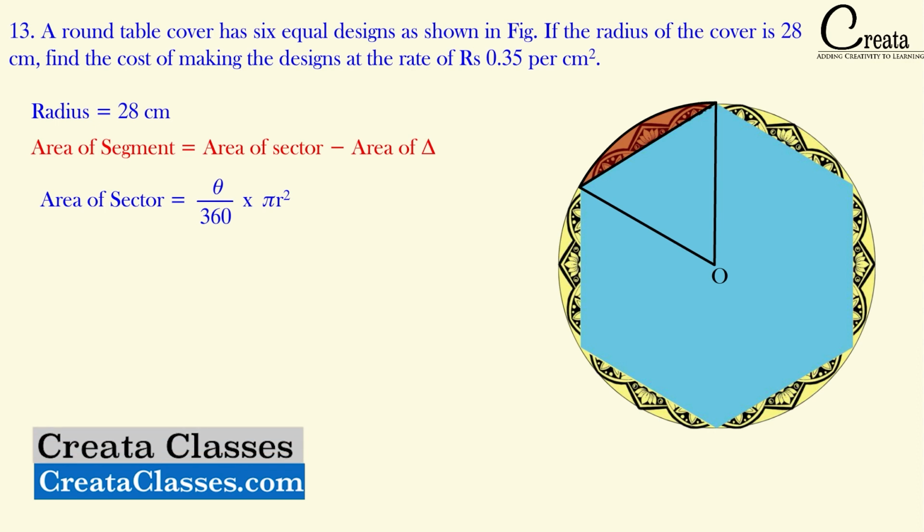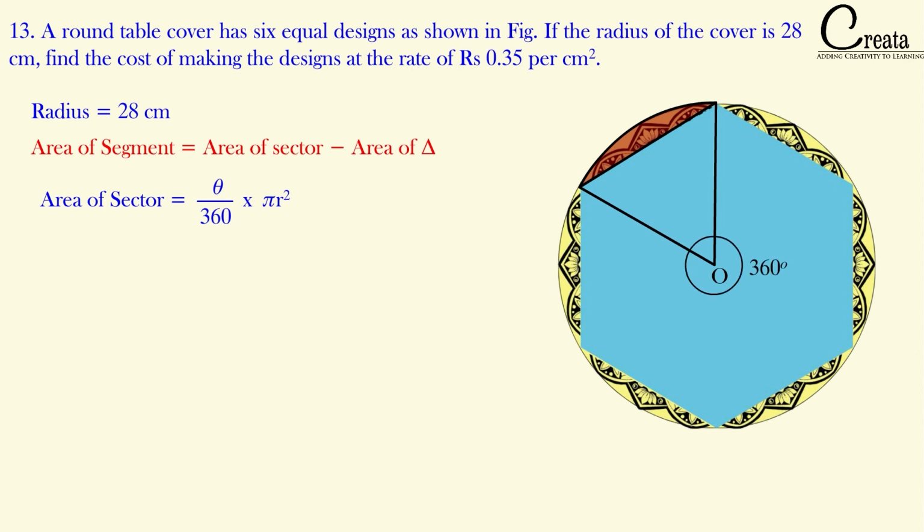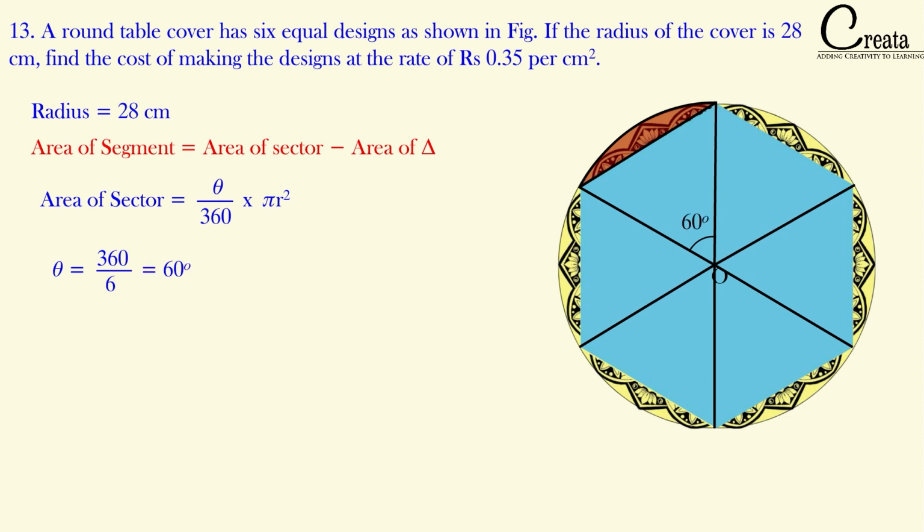The complete revolution around the center of the circle is 360 degrees, and we have a total of 6 designs. If we join all these points with the center, we have a total of 6 sectors. The complete revolution angle of 360 degrees is divided into 6 equal parts. So each part's angle will be equal to 360 degrees upon 6, that is 60 degrees. So we got our theta angle as 60 degrees. Now we can easily find the area of the sector. Let's use the formula. We got the area of the sector as 410.66 centimeter square. So we got one part of the question.